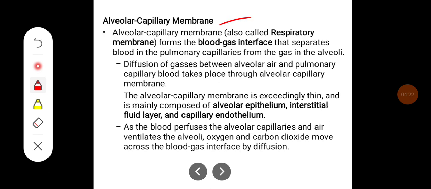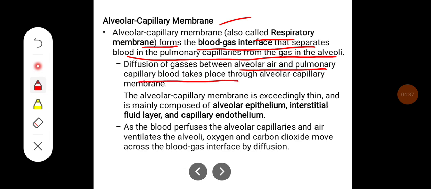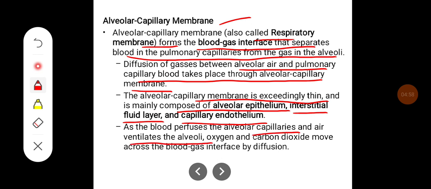The alveolar capillary membrane, also called the respiratory membrane, forms the blood-gas interface that separates the blood in the pulmonary capillaries from the gases in the alveoli. The diffusion of gases between alveolar air and pulmonary capillary blood takes place through the alveolar capillary membrane. The alveolar capillary membrane is exceedingly thin and is mainly composed of alveolar epithelium, interstitial fluid layer, and capillary endothelium. As the blood perfuses the alveolar capillaries and air ventilates the alveoli, oxygen and carbon dioxide move across the blood gas interface by diffusion.